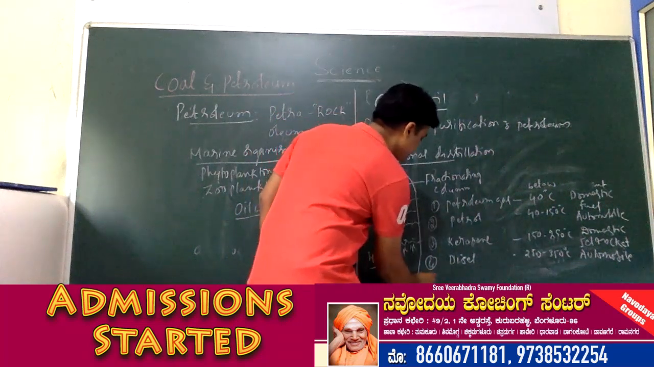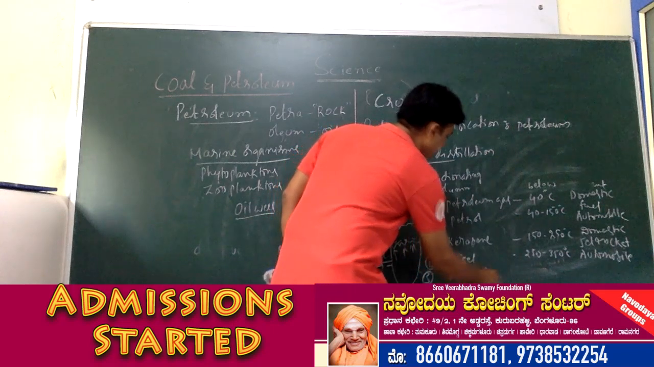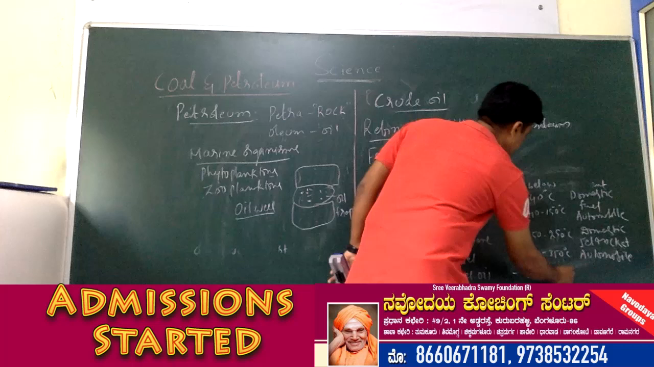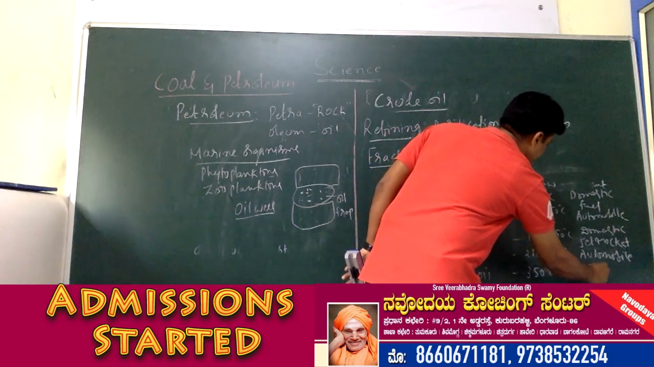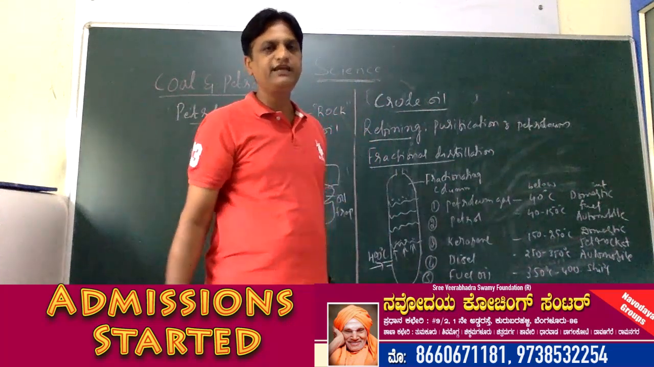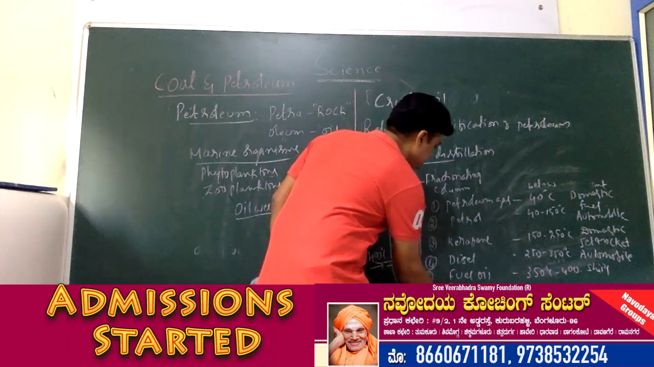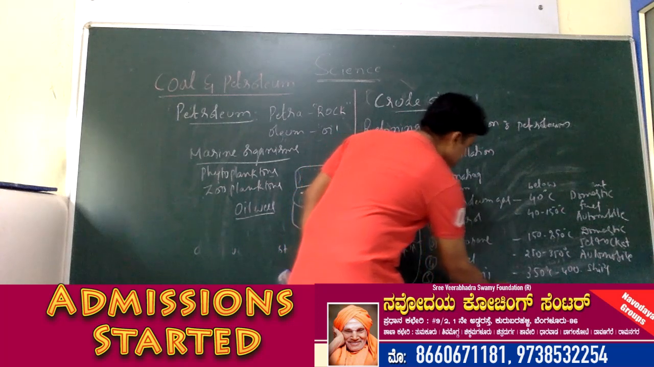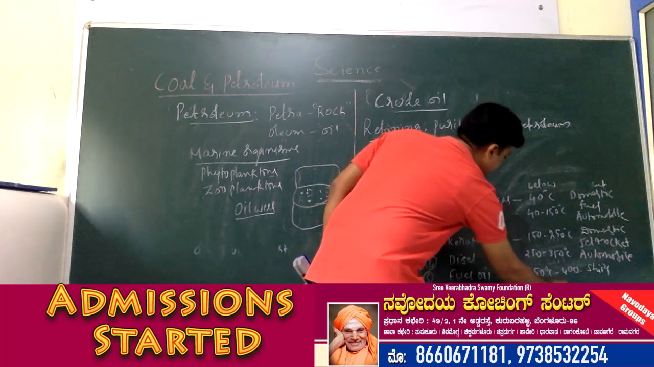And the fifth fraction is called fuel oil, 350 to 400 degrees Celsius, which is mainly used as fuel in ships. So in ships, fuel oil is the fuel that is used. And then the last fraction is called residual oil. Residual oil's boiling point ranges above 400 degrees Celsius.